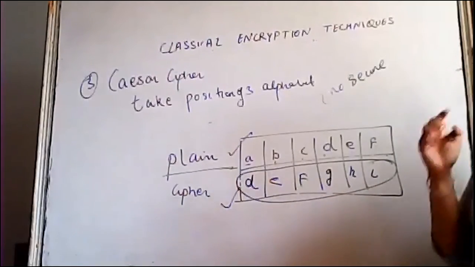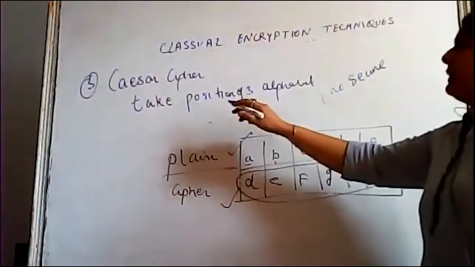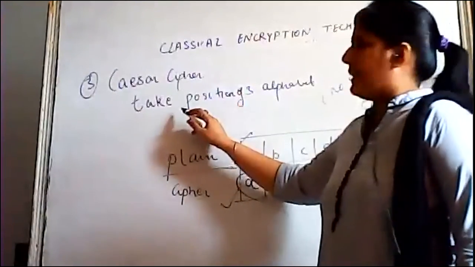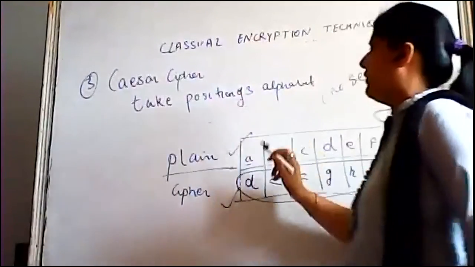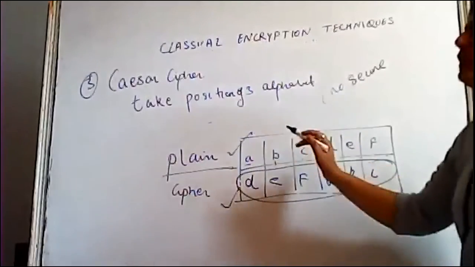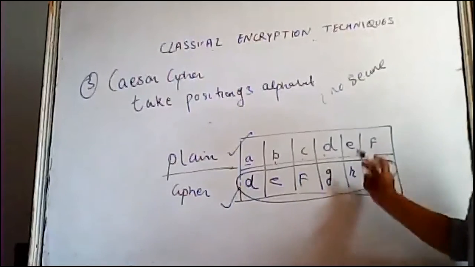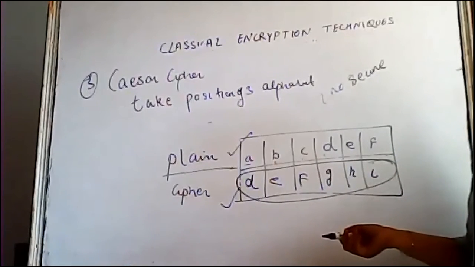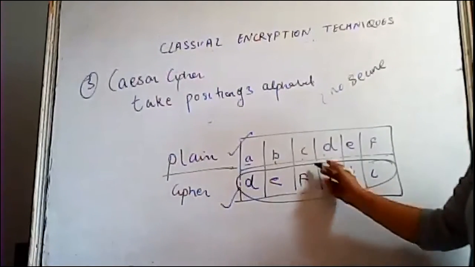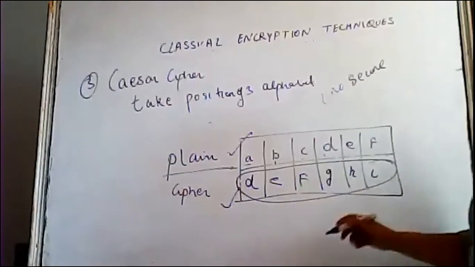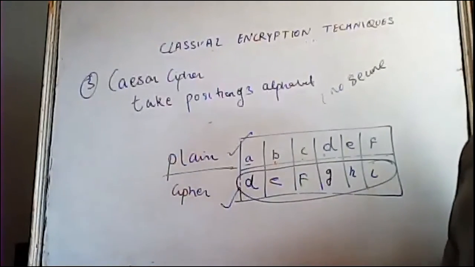Is that fine? So again I will repeat that the Caesar cipher takes the position of the third alphabet. So every time, whatever alphabet is given to you, that alphabet will be marked as the third alphabet. Okay? So this is how we can use the Caesar cipher.